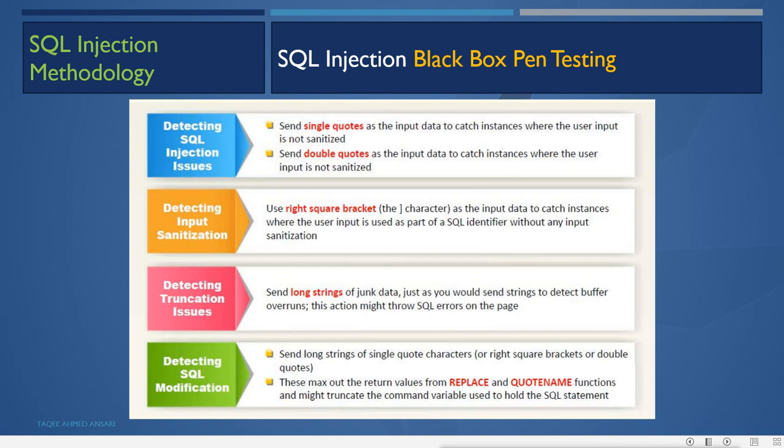Use right square bracket like this, bracket close and the bracket character as the input data to catch instances where the user input is used as part of a SQL identifier without any input sanitization. Then detecting truncation issues: attackers send long strings of junk data, just as you would send a string to detect buffer overrun. This action might throw a SQL error on the page.